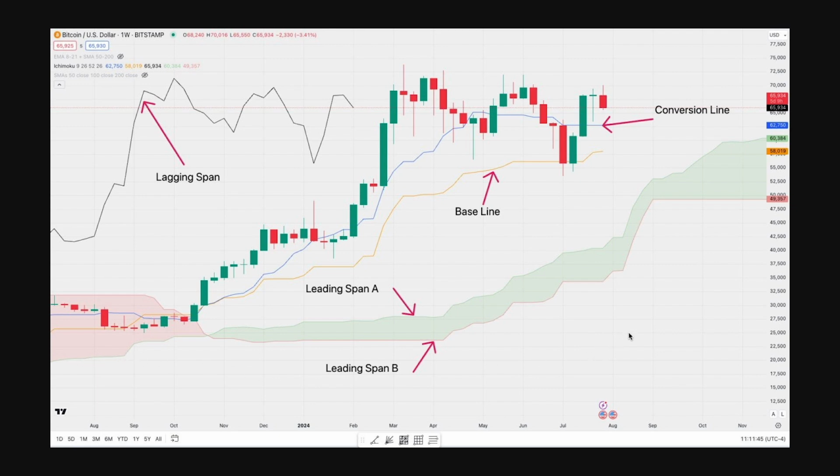So those are the 5 main components: the conversion line, the baseline, and then you've got the lagging span. And then within the cloud structure, you've got the top of the green cloud and the bottom of the red cloud is leading span A. And then the bottom of the green cloud and the top of the red cloud, that is leading span B. So those are the names of these lines, and we're going to learn quickly about what they all represent.